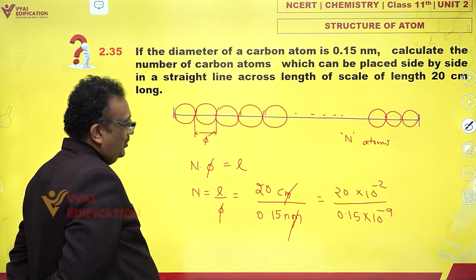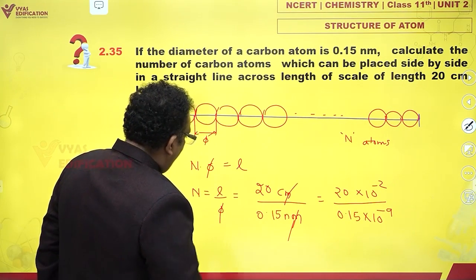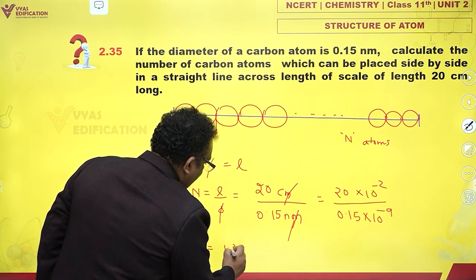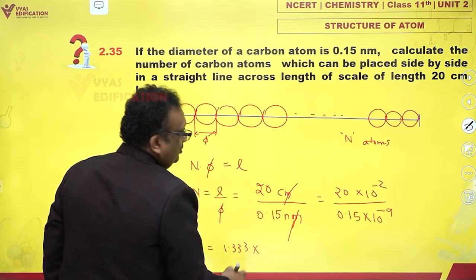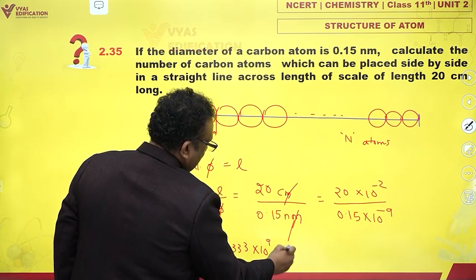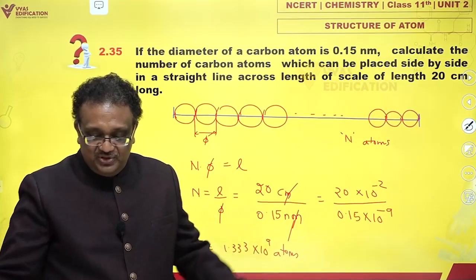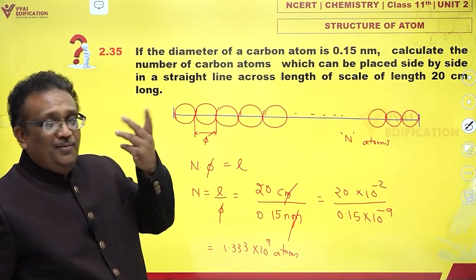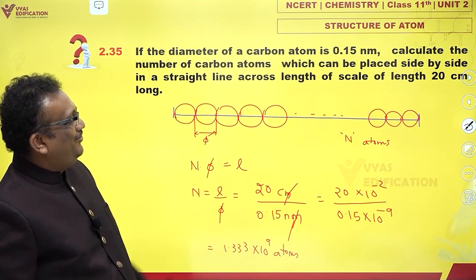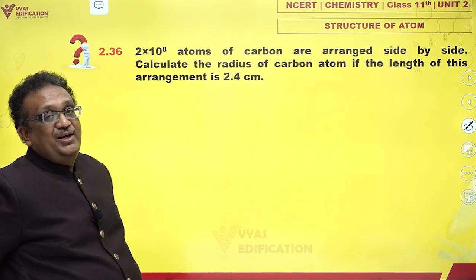What do I get? Well, a lot. I have 20 by 15, which is 4 by 3, which is 1.333 into 10 raised to 9 atoms. 1.333 billion atoms placed one after the other can complete the length. That is what is required. 2 into 10 raised to 8 atoms of carbon are arranged side by side.